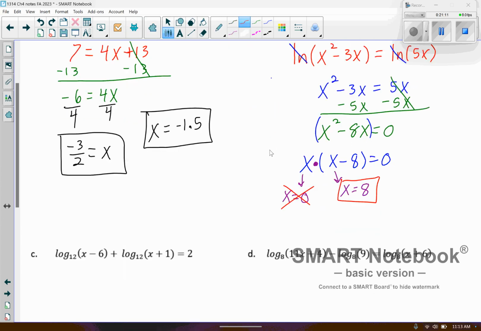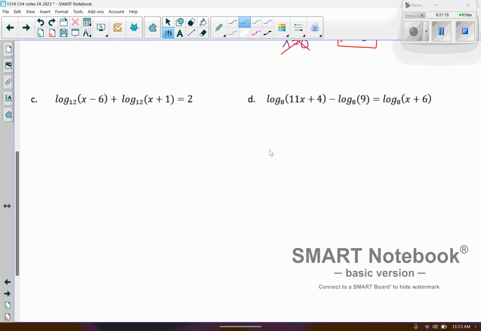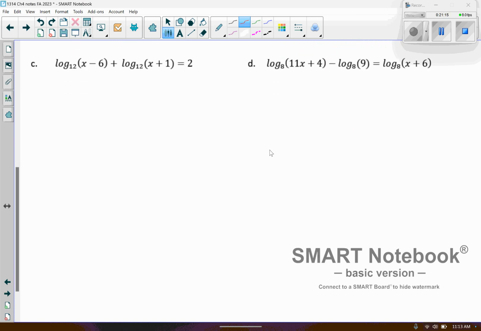Okay, we got a couple left here. So we got 2 to go. So right here, I'm going to have to FOIL this again. So I'm going to FOIL these two parts together. So let's see what we get here. So we're going to have log base 12 of, so this is going to become an x squared plus an x, then minus 6x, and minus 6 is equal to 2.